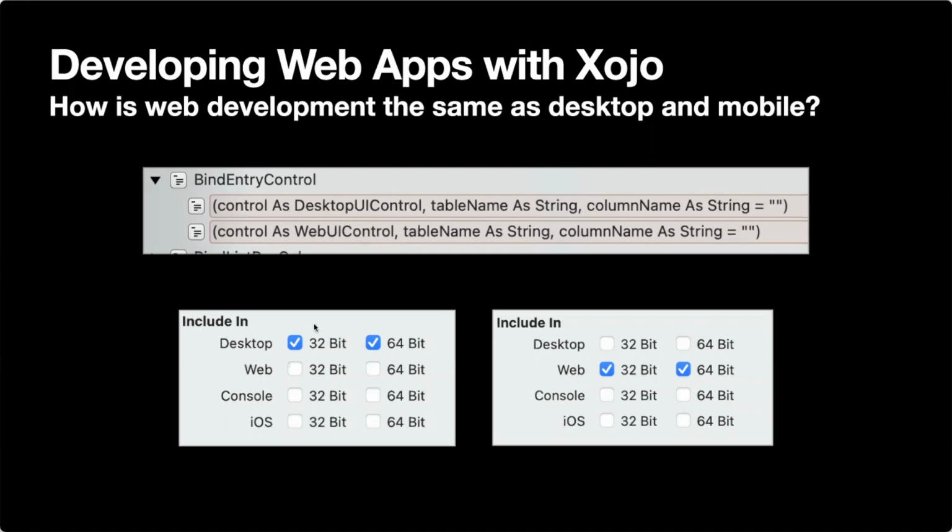And then what I do is in the advanced pane of the inspector for the desktop, for the first signature, I set it to only be included in desktop apps. And for the web signature, the second one over on the right, you can see I have it set to only be included in web apps. So you actually can create classes that deal with UI and are useful and can be used across multiple project types. And this is just a quick example of that.